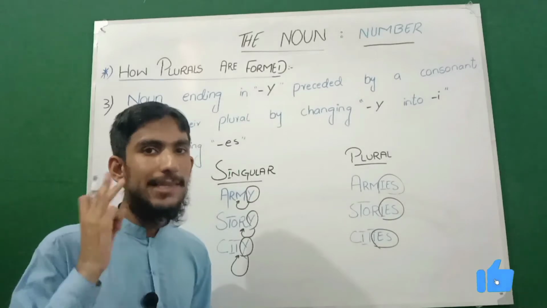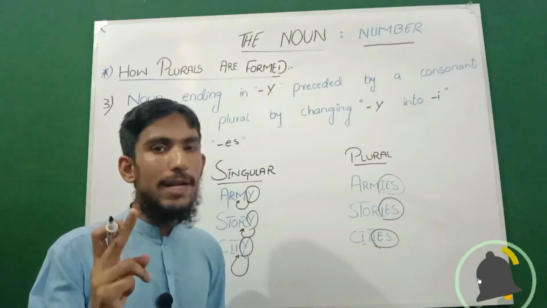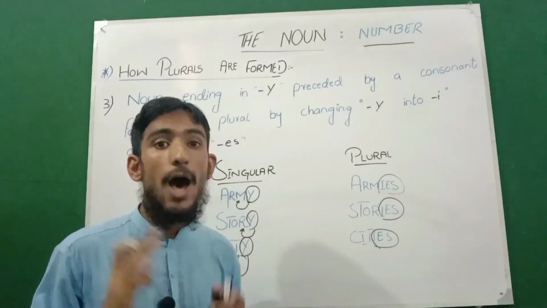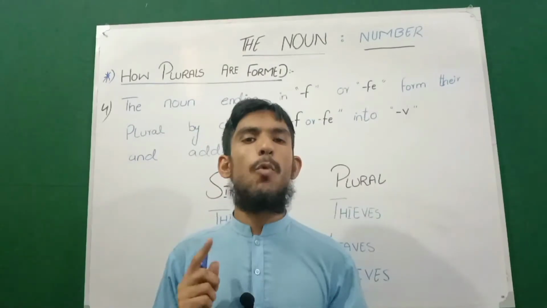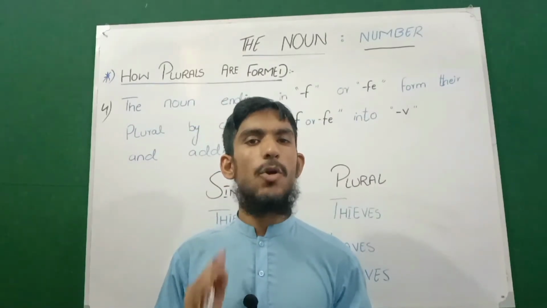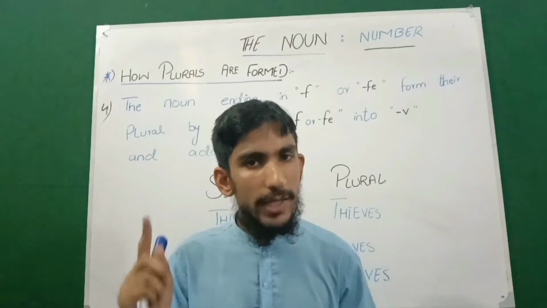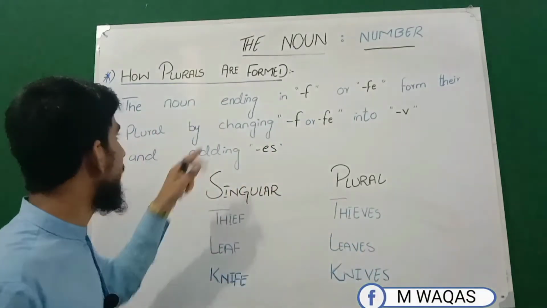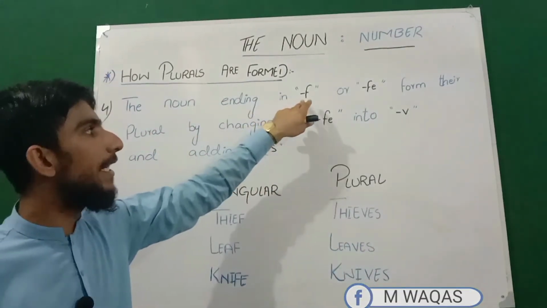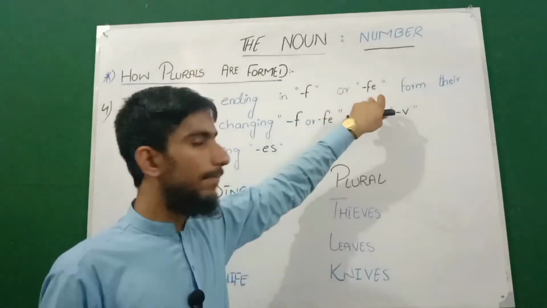So we have learned the third technique as well. Now we will be discussing the fourth technique, which is how plurals are formed from the singular. So the fourth technique is the nouns that basically end in F or FE.